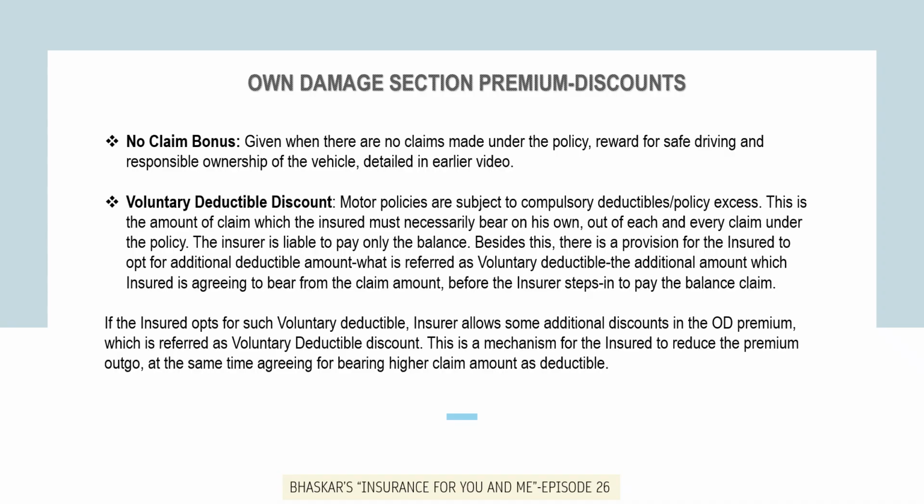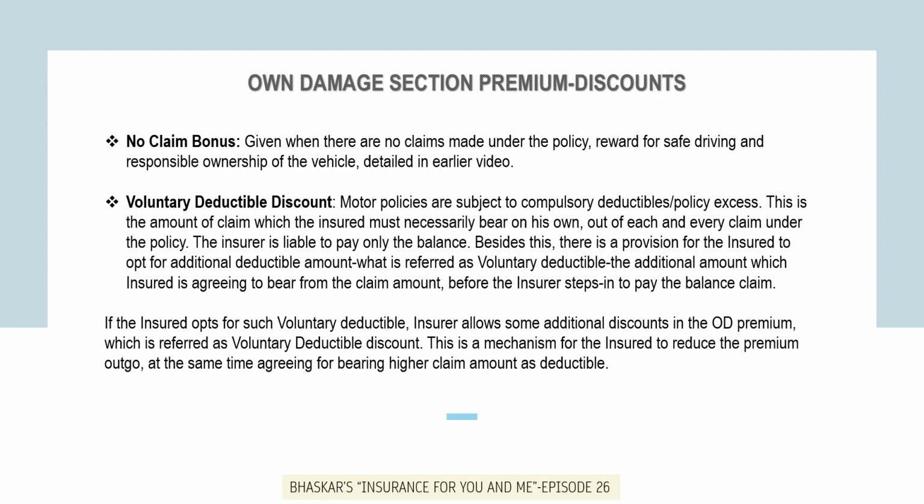Now we will see what are the different discounts allowed in the OD premium. The first one is a no claim bonus. It is a discount given by the insurance companies to insureds when there are no claims made under the policy. It is a reward for safe driving and responsible ownership of the vehicle. And this was already discussed in detail in our last episode.